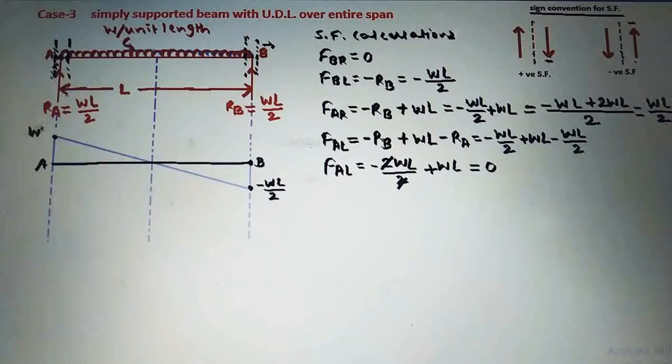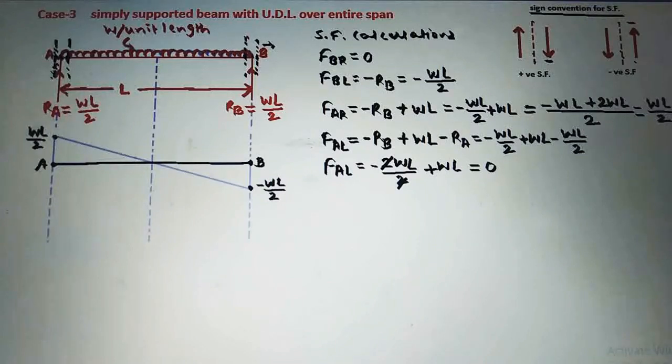So it is plus WL by 2, and next shear force just left of A is equal to 0, so that will be on the baseline here. Now we will join these points here. So we will join left of B and right of A. Left of B is minus WL by 2 and right of A is plus WL by 2.